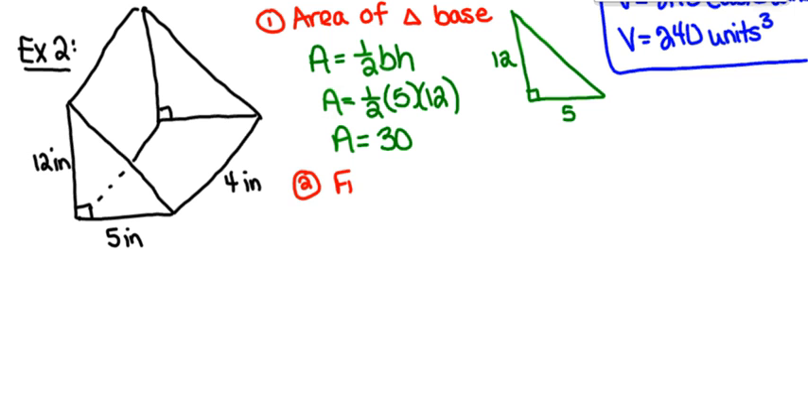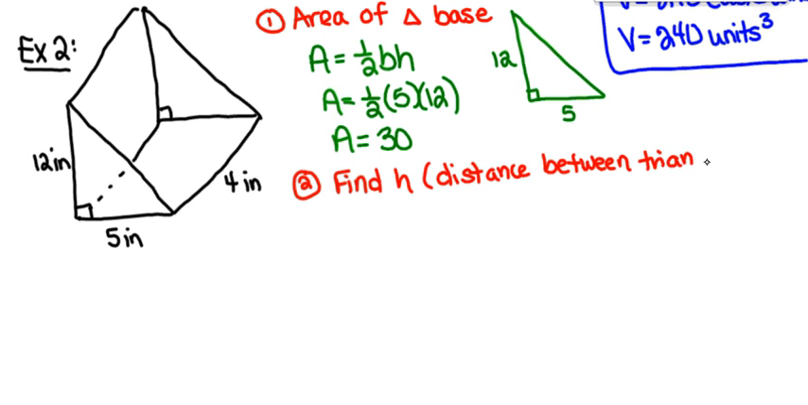Step 2 is to find the height of the prism. And remember, the height is always the distance between the two triangular bases. So I'm going to go to the picture, and I'm going to find the segment that represents the distance between those two triangles. And that distance between the two triangles is 4.